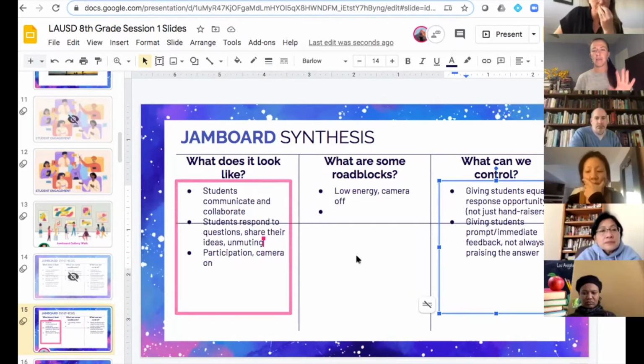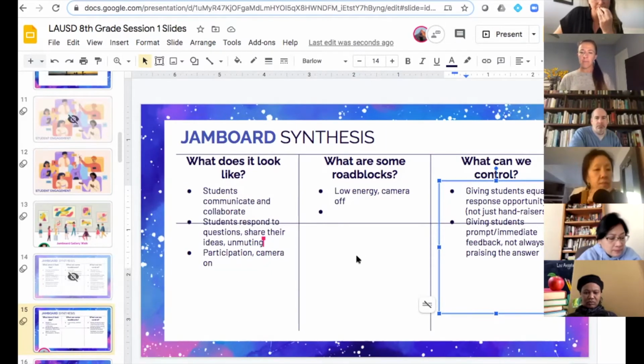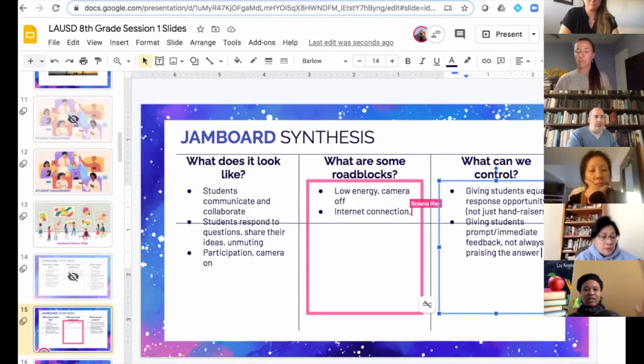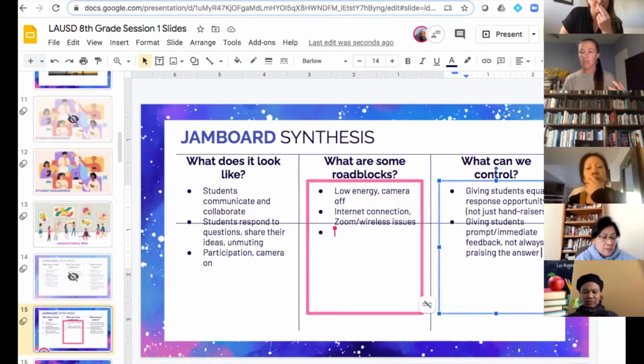Anything else that you would like to see documented in our whole group synthesis summary here? For me, the roadblocks also would be, at times, internet connection, getting logged out of Zoom, having wireless issues and all this stuff. It's always the problem. I appreciate you bringing that up, because that is such a reality that our students are dealing with, the connectivity issues. Perhaps they're in a household where three or four more people are sucking the energy out of the Wi-Fi.